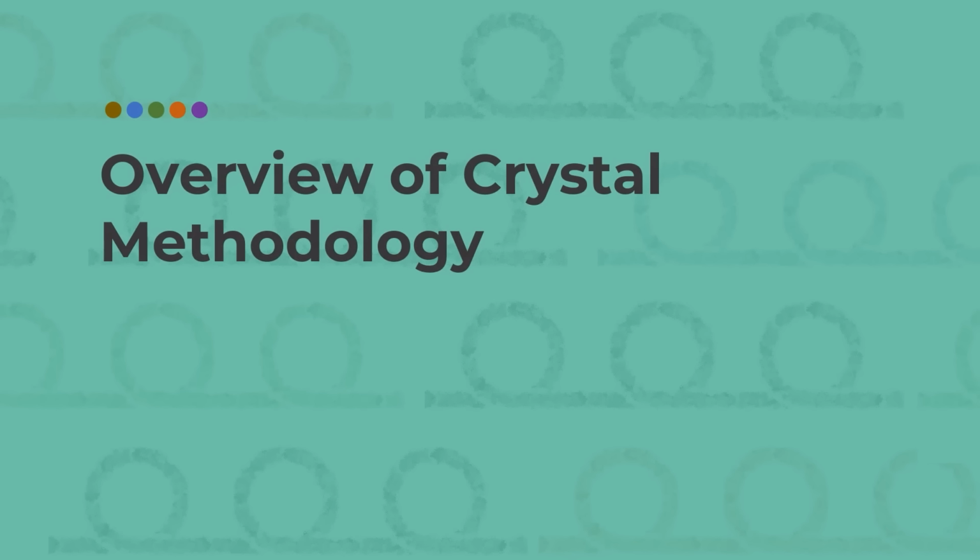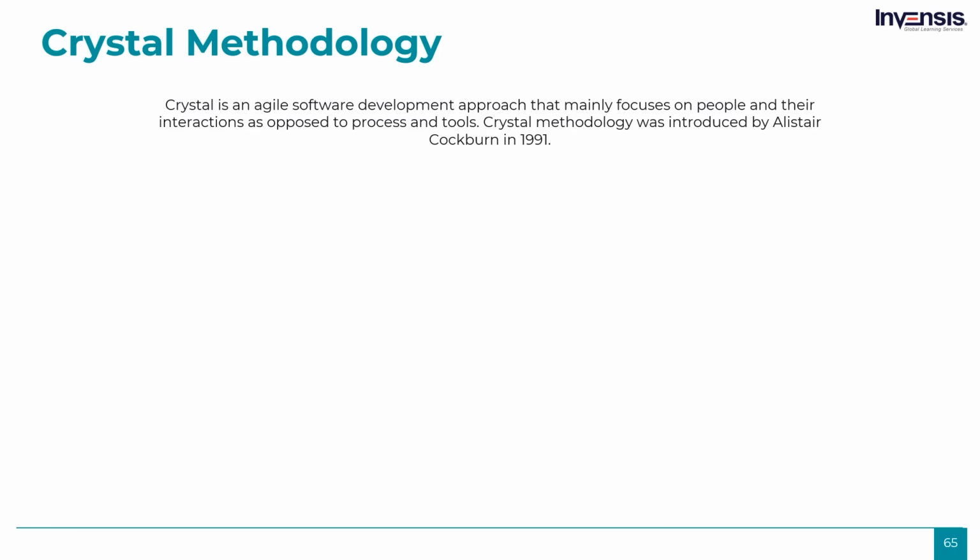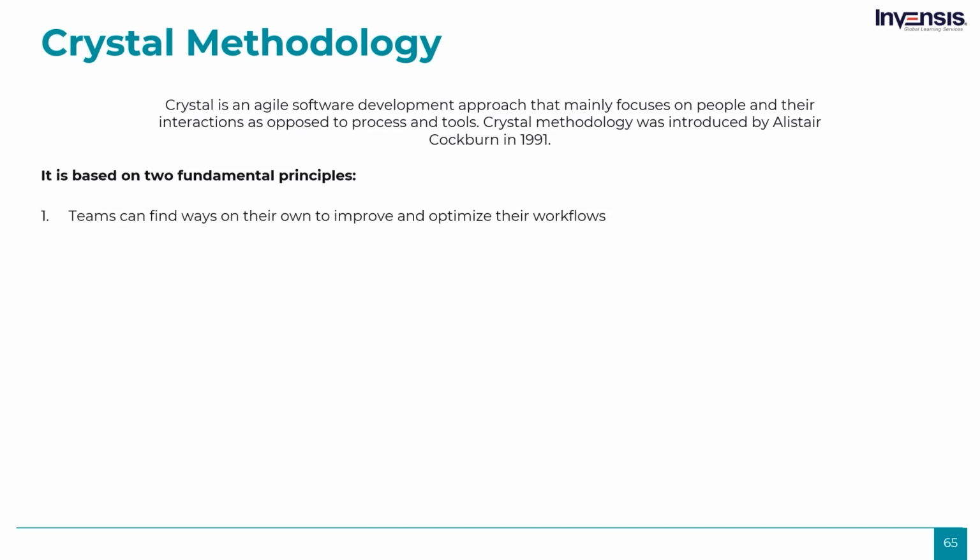The next one that we are exploring is Crystal methodology. Crystal is an agile software development approach that mainly focuses on people and their interactions as opposed to processes and tools. It is a very flexible framework and avoids rigid processes because of its human-powered or people-centric focus. Crystal method is based on two fundamental assumptions. Teams can streamline their processes as they work and become a more optimized team. Projects are unique and dynamic and require specific methods.